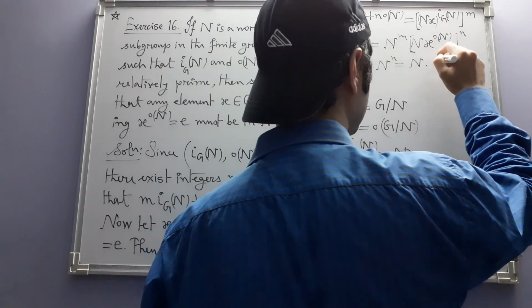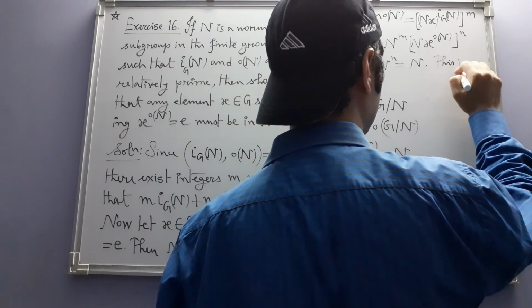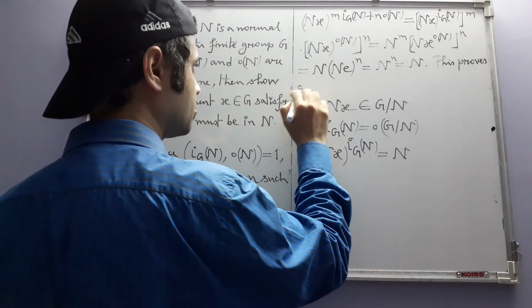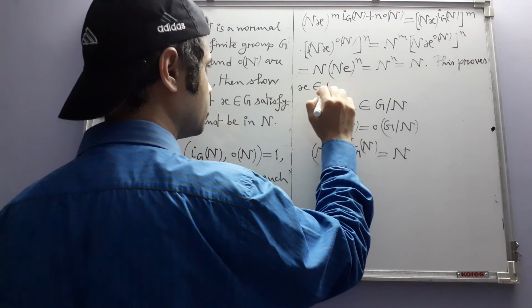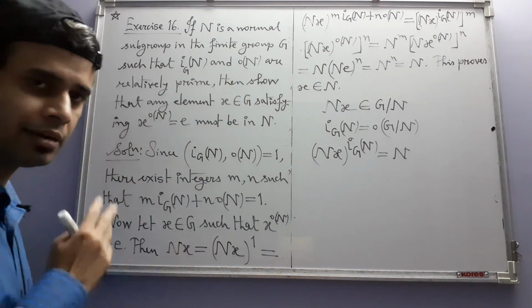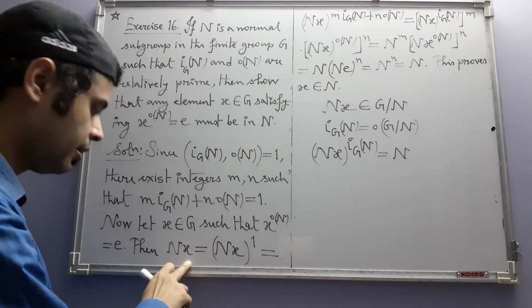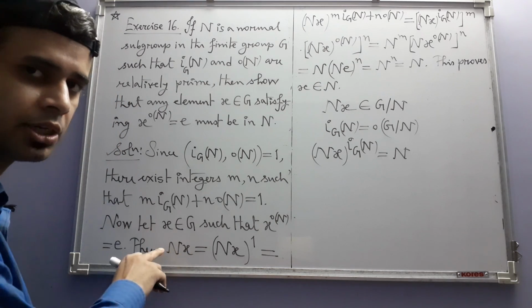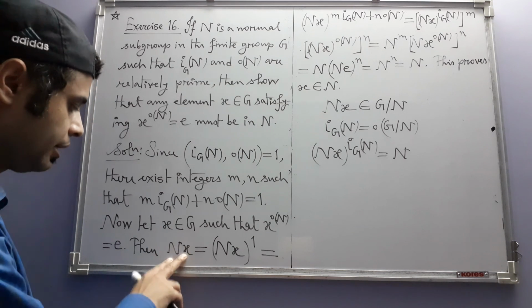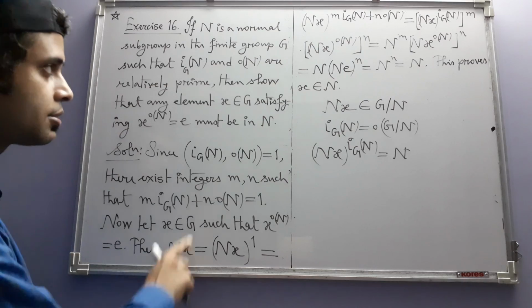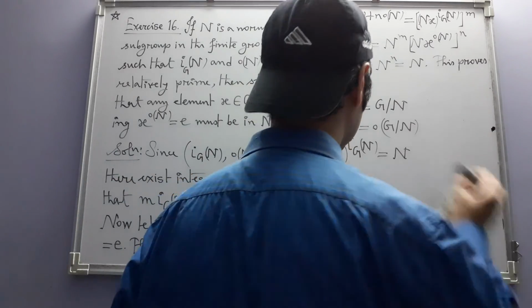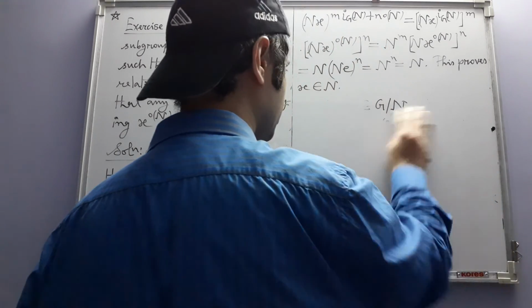So this proves that X must belong to N, because in NX you have elements of the form small n x, where small n is an element of capital N. In place of that small n, you just choose the identity, you get X. So X belongs to NX, so that's why X has to belong to N. So here the solution ends.